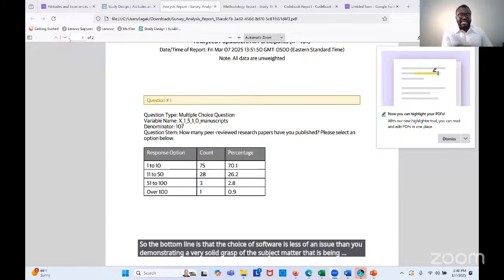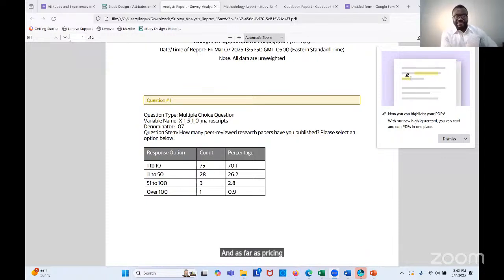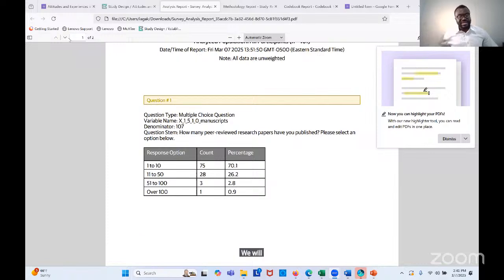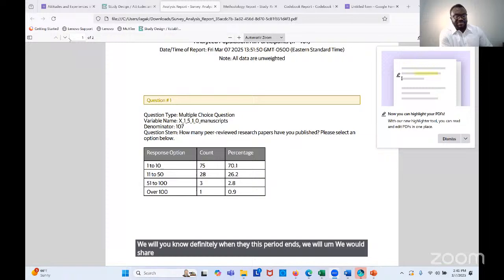And as far as pricing, well, the pricing already accounts for students and folks in low and middle income countries, but that's also something we're revising. So we will definitely, when this period ends, share that information with all parties.